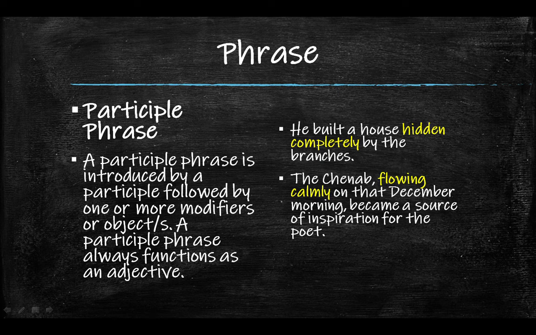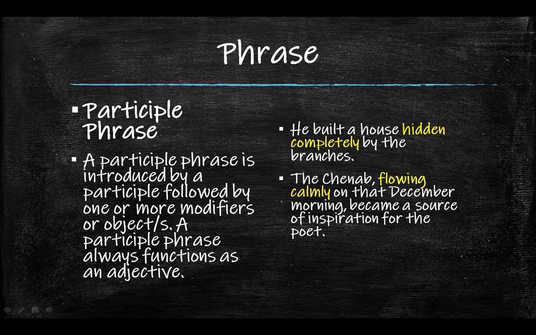The next example: the Chenab flowing calmly on that December morning became a source of inspiration for the poet. The Chenab became a source of inspiration for the poet. That is the main clause of the sentence. That is your basic sentence. Flowing calmly. What was flowing calmly? The Chenab. But we are not saying that the Chenab is flowing or the Chenab was flowing. That would have made it a verb. In this particular context, it's not the verb of this sentence.